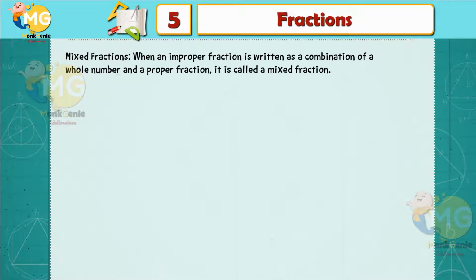Mixed fractions. When an improper fraction is written as a combination of a whole number and a proper fraction, it is called a mixed fraction. Example: 1 2/3, 3 4/7, 4 5/8 are mixed fractions.